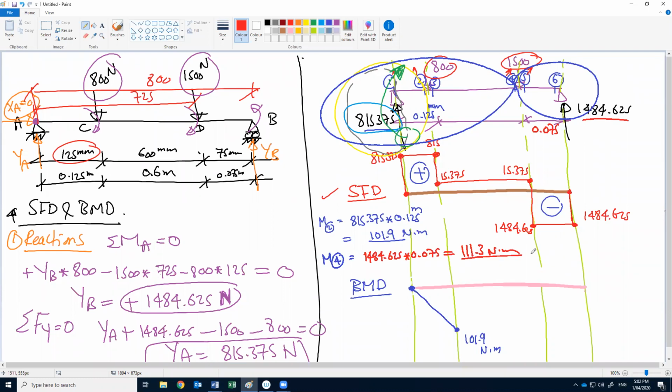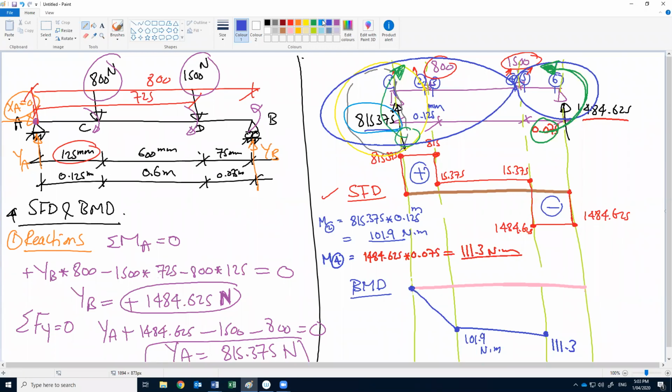Where to put this moment, above the datum or below the datum? Below. If you see here, this is the rotation of this moment, so the tail is under the datum. This means the moment should be below, and this one is 111.3. Okay. How to connect between 3 and 4? Straight line or parabola? Straight line. Yeah.